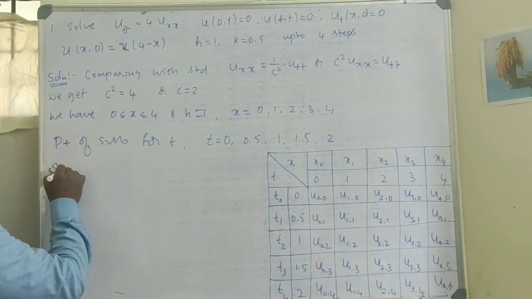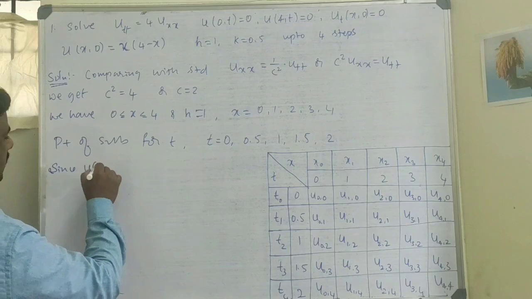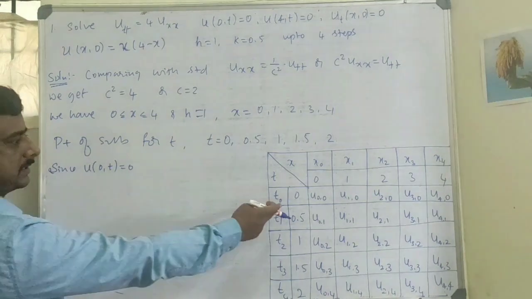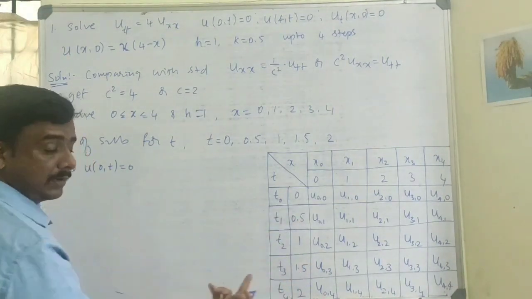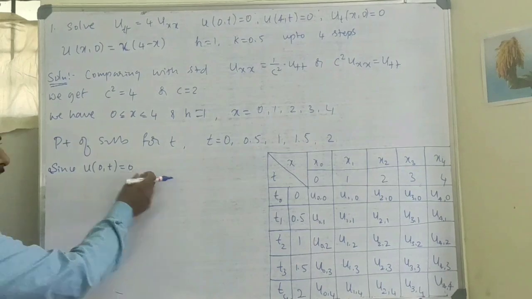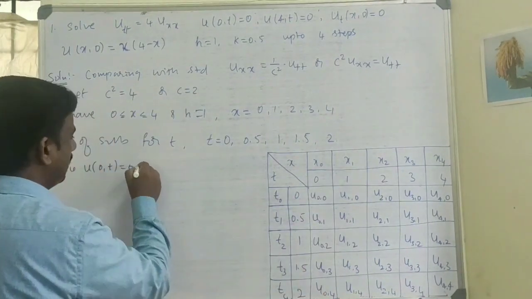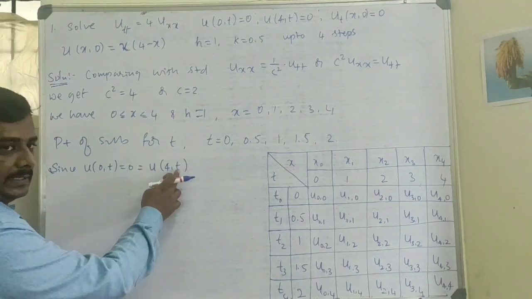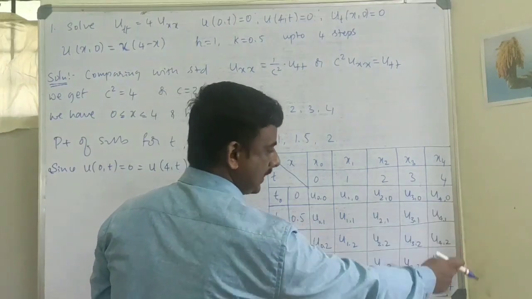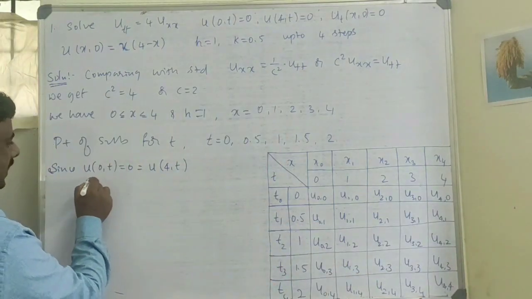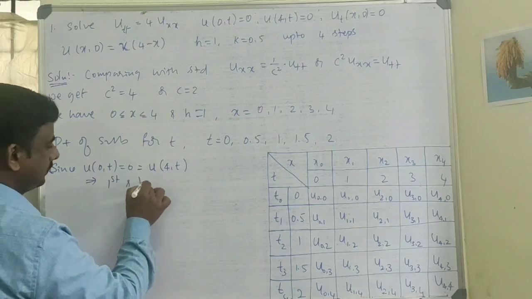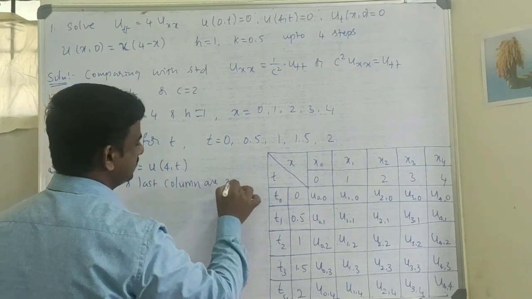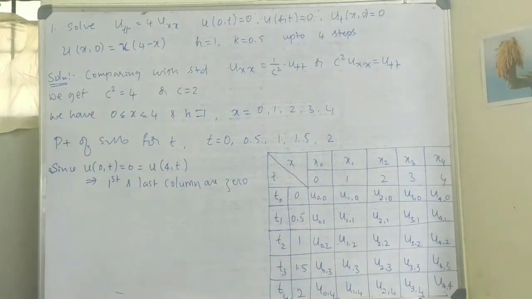Since u(0,t) = 0, you can take t to be any value, whether it is 0, 0.5, 1, 1.5 or 2, and the value of that function is 0. So all these values are 0. Also u(4,t) = 0, again for any value of t. So that implies the first and the last column are 0.